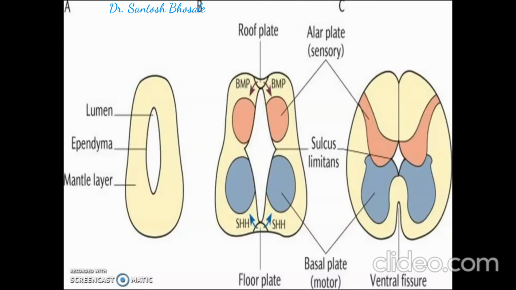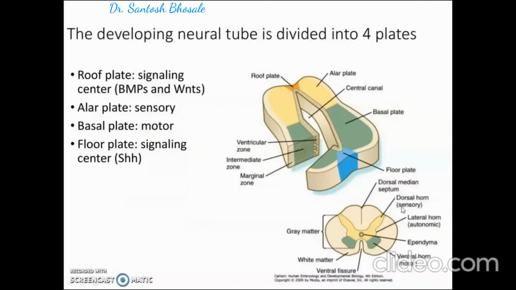having the 3 layers: ependymal layer, mantle layer and marginal layer from inside to outside. And you can see as the ependymal cells move to mantle layer, they will differentiate into spongioblasts and neuroblasts. Neuroblasts will form the gray matter, spongioblasts form the neuroglial cells, and you can see the developing neural tube is divided into 4 plates: roof plate and floor plate, alar plate and basal plate. The anterior basal plate gives rise to motor nuclei, whereas posterior alar plate gives rise to sensory nuclei.